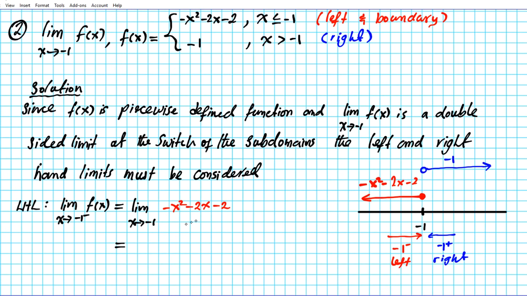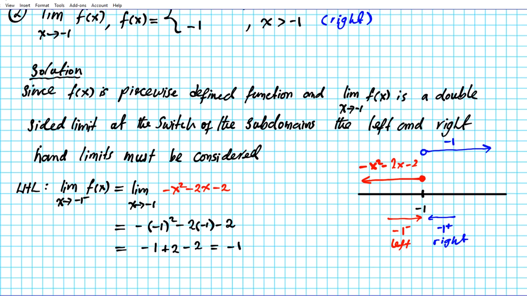Okay, so plugging -1 into the x's, we have negative times -1 squared minus 2 times -1 minus 2. Now we're going to use the order of operations to simplify this. -1 squared is just +1, and then we have a minus in front, so -1 plus 2 minus 2 is equal to -1. So that is the left-hand limit.